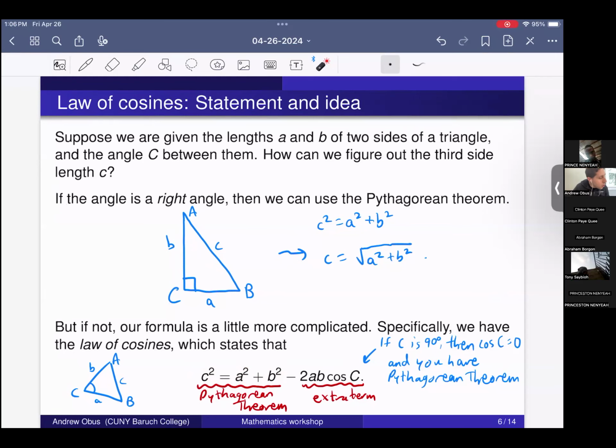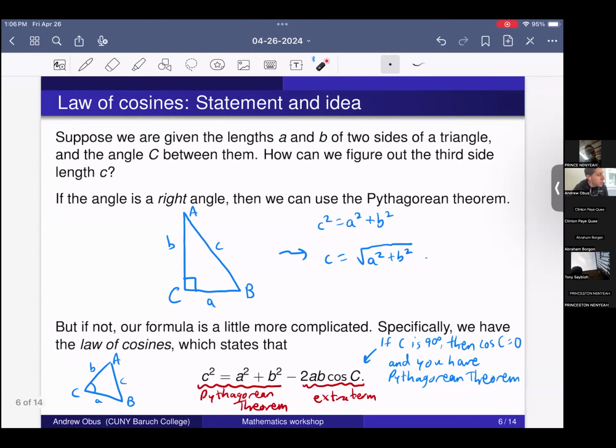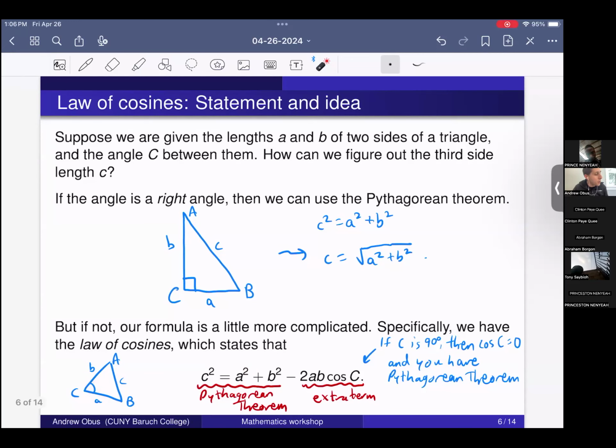Yeah, I mean, no, you need to know two sides and an angle in order to get the third side. So you need all of this input. You need both the a and the b and the angle capital C. So yeah, you need the full information in order to get c squared.